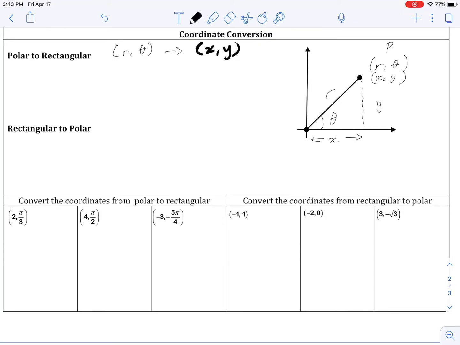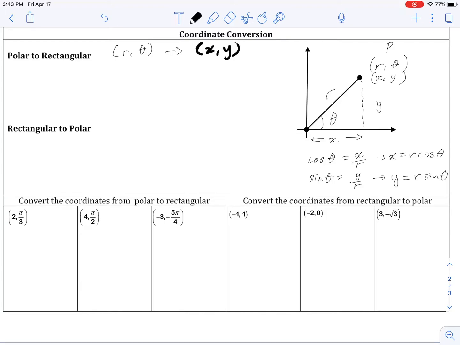Because we can say easily that cosine of theta is equal to x over r, or adjacent over our hypotenuse. Sine of theta would be y over r. So we can rewrite these and say the following. We can say that x is equal to r cosine theta, and y is equal to r sine theta.